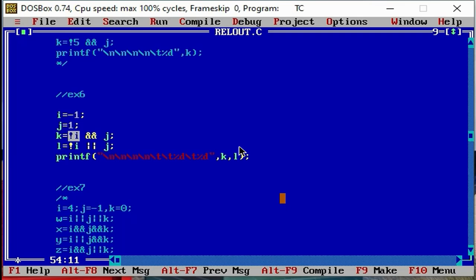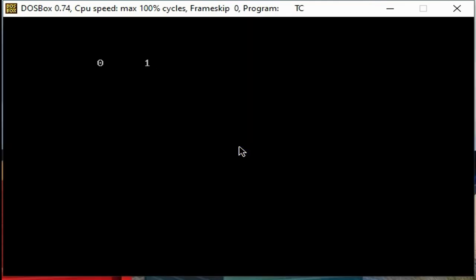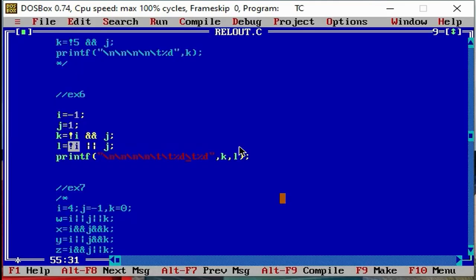Now l is equal to not of i. Again not of i is equal to false. But there is the OR operation. The value of j is equal to 1. That means true. One part of the OR operation is true, so the final output will be 1. So the value of k will be 0 and the value of l will be 1. Let's check. See, 0, 1.